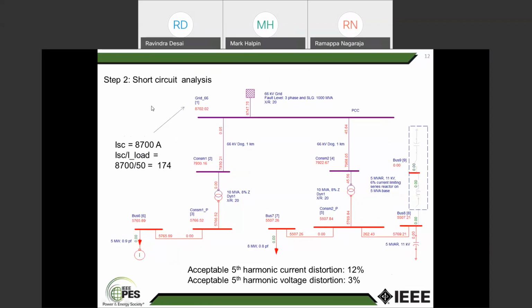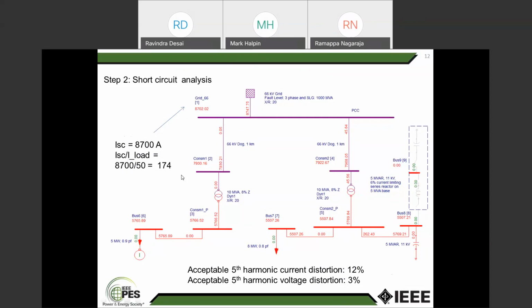Next, we do the short circuit analysis. Fault calculation is going to tell you what is the fault current. Therefore, ISC corresponds to here. You create a 3-phase fault here. The grid source fault level is 1000 MVA, 66 kV. Therefore, it is going to give about 8700 ampere. Therefore, ISC is 8700 ampere. ISC by I load, 8700 divided by 50, that corresponds to 174.